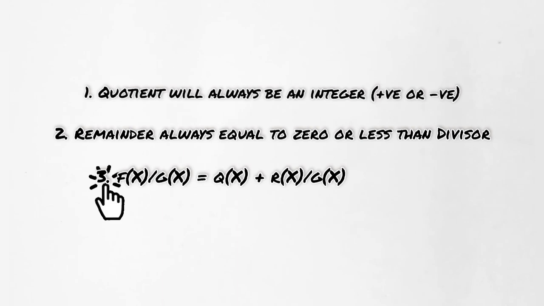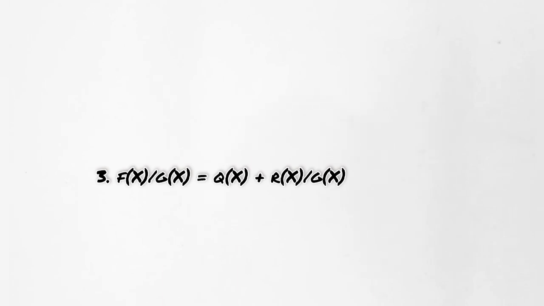Third important point, the equation can also be expressed in this way. See, f(x) upon g(x), where f(x) is the polynomial and we have to divide that polynomial by g(x), another polynomial. Then we can write it as f(x) upon g(x) is equal to q(x) plus r(x) upon g(x). What does r(x) mean? r(x) is nothing but the remainder of that polynomial and q(x) is nothing but the quotient of this polynomial. Hope you understand these 3 points.